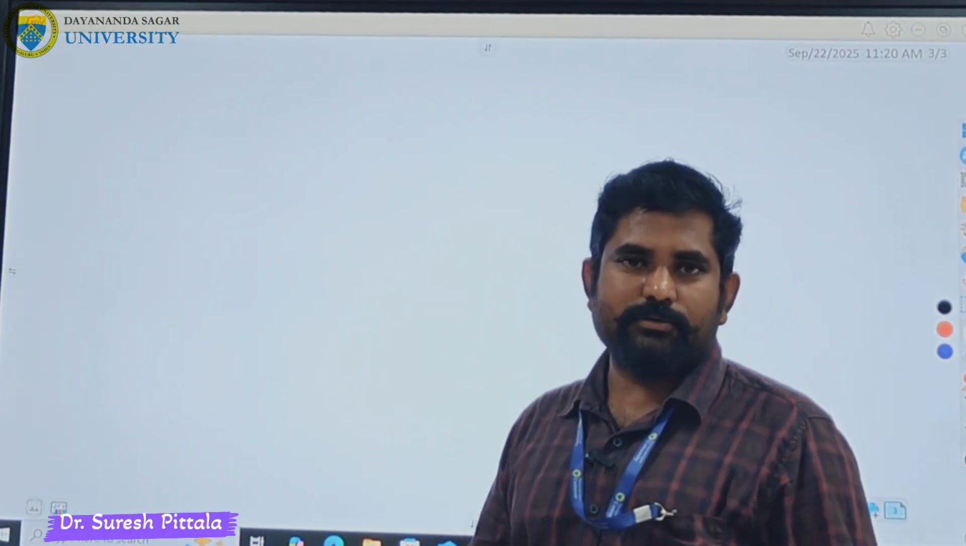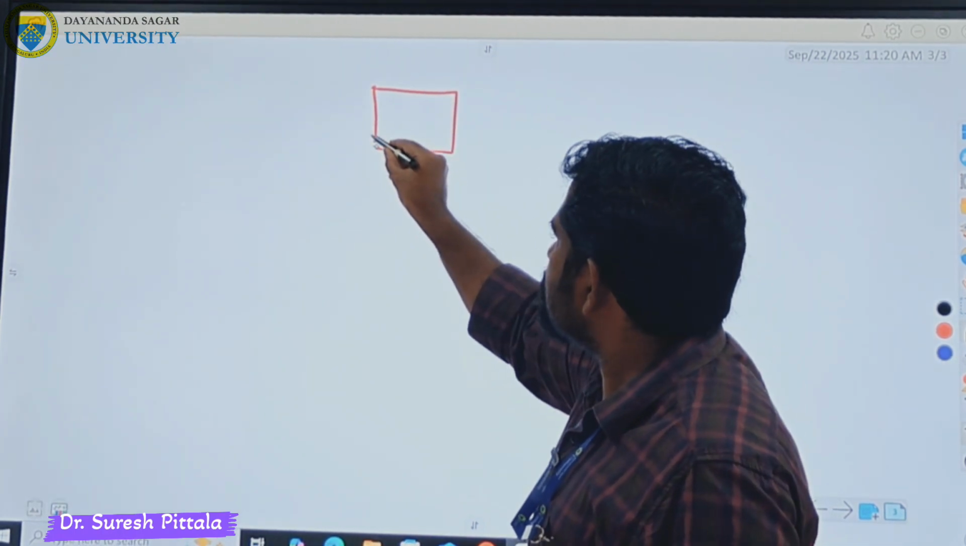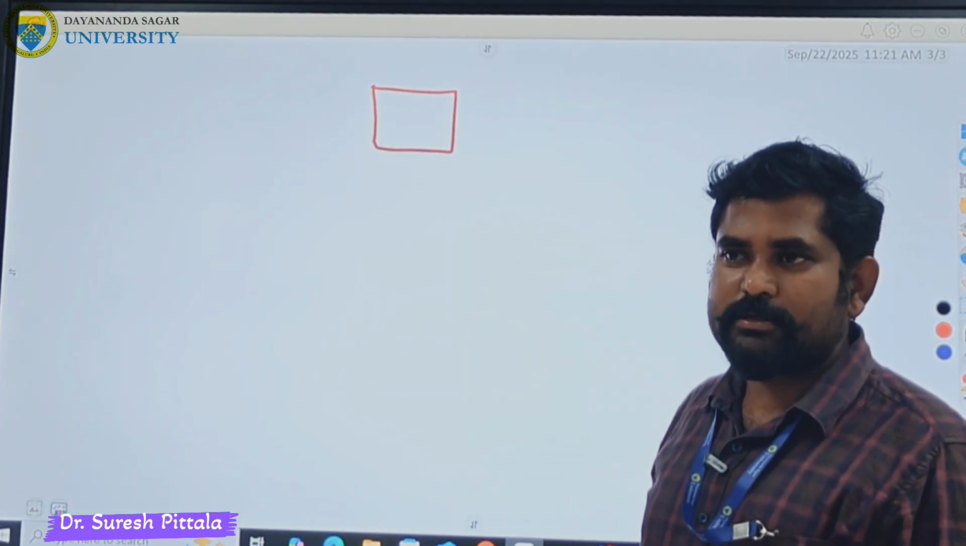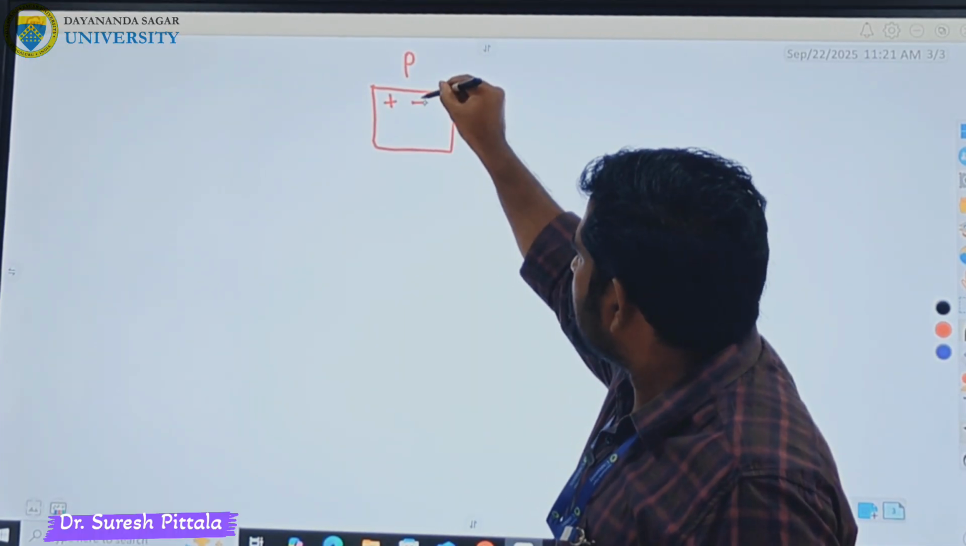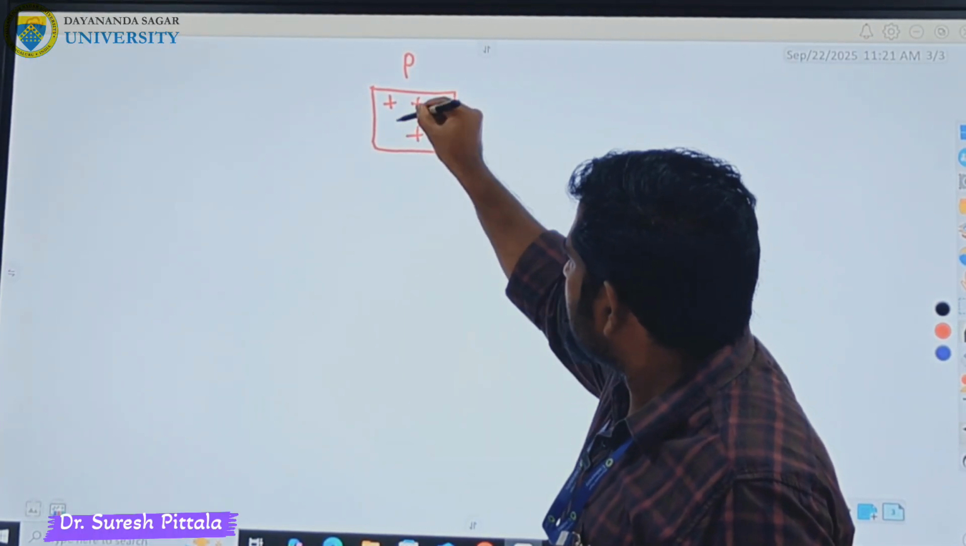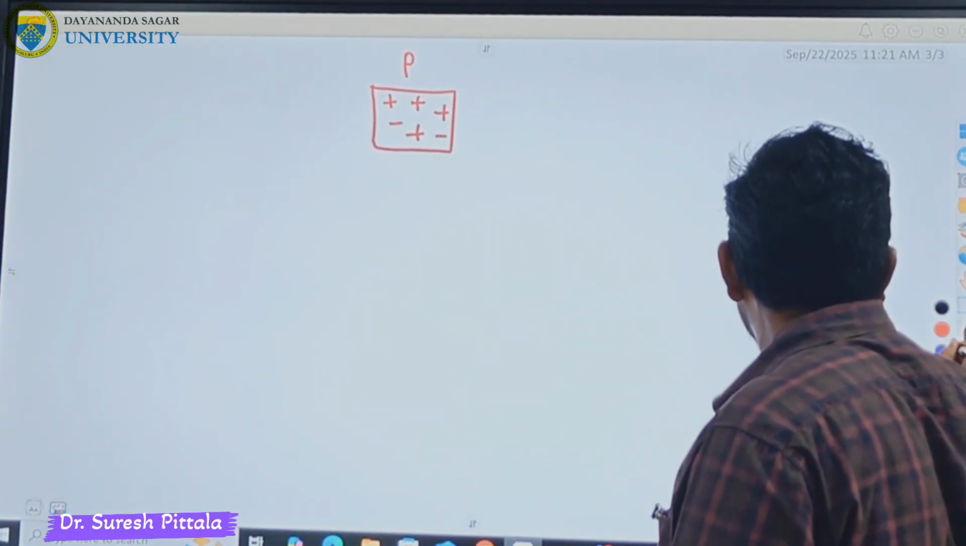Let us construct a diode. Diode is nothing but you take one P type. P type has majority holes, minority electrons. Agreed? Okay, let me take N type now.